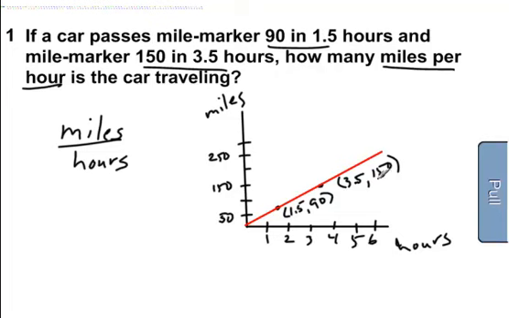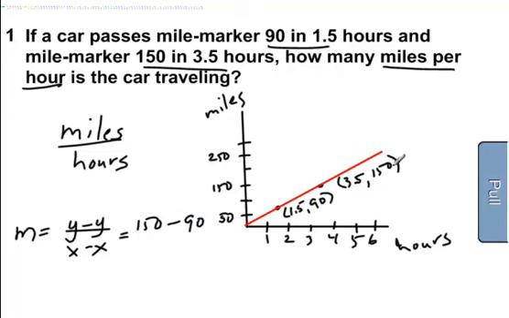So how do we figure out miles per hour? Well, we do our slope formula. So again, our y minus our y, our x minus our x. They just happen to be real life. So let's take our 150 and subtract the 90. That'll tell us how far we went. You should be able to do that in your head.